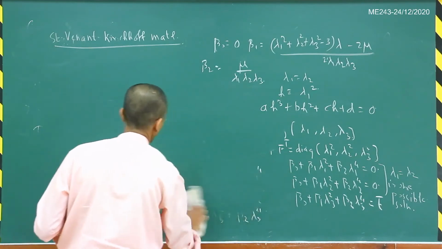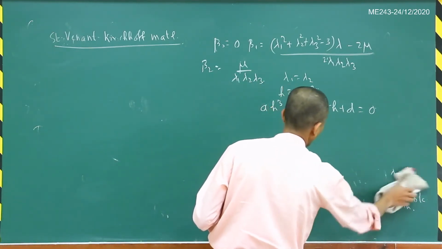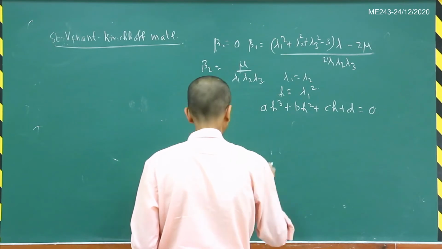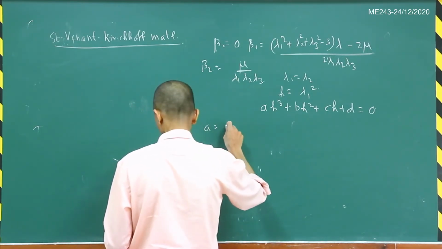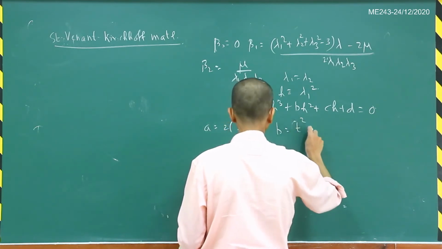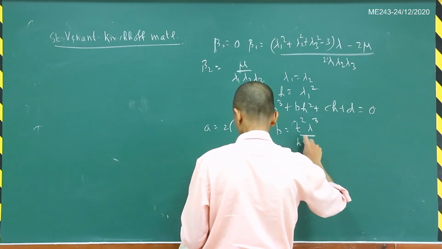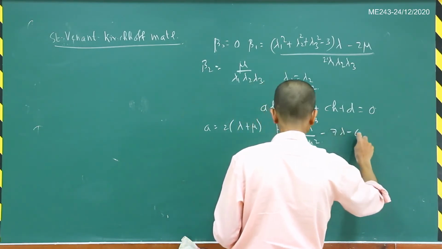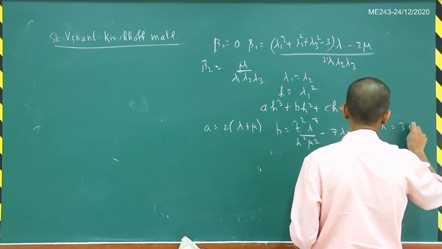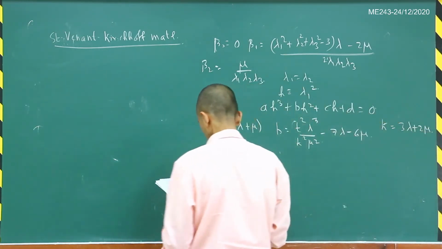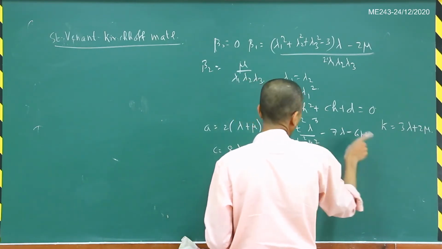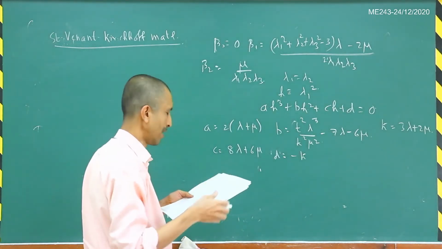Okay, then you can solve for this particular equation. This is a non-linear equation, and you can find the roots of it. These coefficients are known. So a is equal to 2 times lambda plus mu, and then b is equal to t bar square lambda cube by kappa square mu square minus 7 lambda minus 6 mu, where this kappa is equal to 3 lambda plus 2 mu. So this is b. Then c is equal to 8 lambda plus 6 mu, and d is equal to minus kappa. And so all these things are known, correct? Because we know what the material properties are.